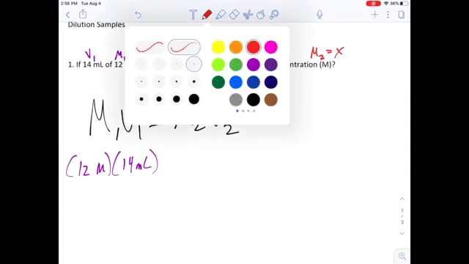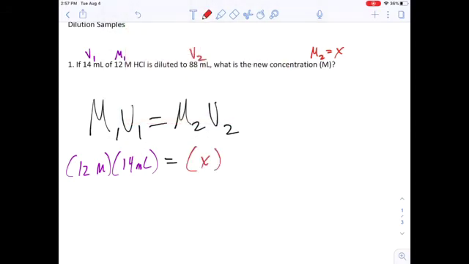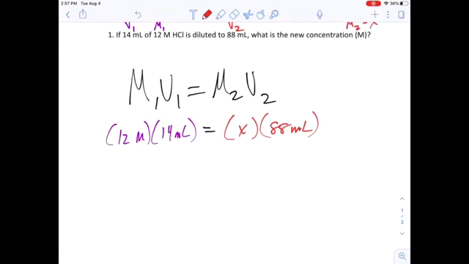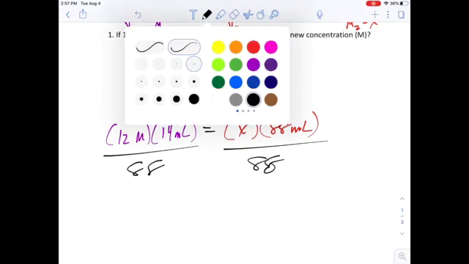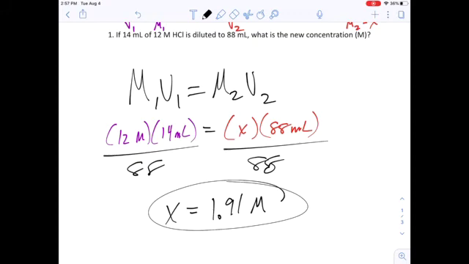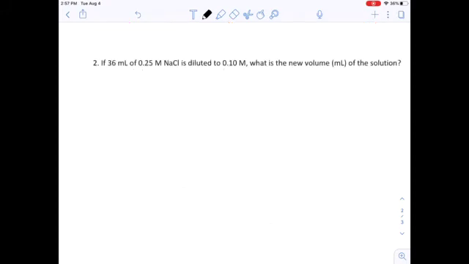So now we're going to come over here and say that M2 is my X, and V2 is my 88 milliliters. So all I have to do now is solve for X. This is a simple algebraic situation. Divide this by 88 and divide this by 88. And you end up with X being equal to about 1.91 molarity as your answer for that one.